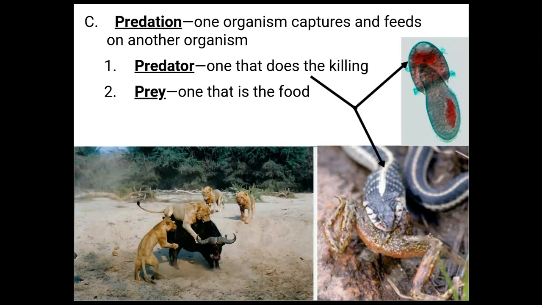Now, predation: one organism captures and feeds on another organism. We know that the predator is the one that does the killing, while the prey is the one that is the food. So if you look at the pictures down here, there's the snake. That is definitely the predator. It kills the frog. It's eating a frog right here. So the frog is the prey. Here we have the lions. The lion is the predator. And then we have the prey.